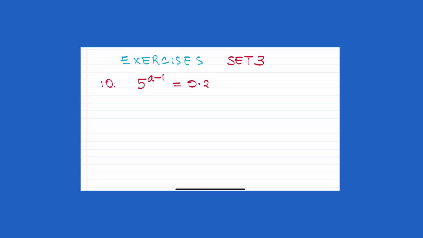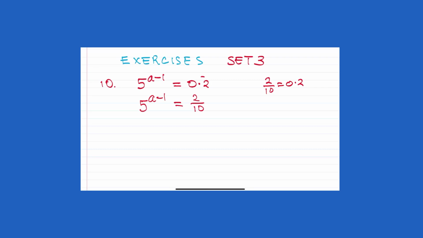Okay, so we have 5 to the power of a minus 1. How do we approach this? You look on the right hand side here, we have 0.2. The question is how many numbers after the decimal: only 1. So we can turn it into a fraction where we have 2 over 10. So we can rewrite this as 5 to the power of a minus 1 equals 2 over 10, because 2 over 10 is the same thing as 0.2.